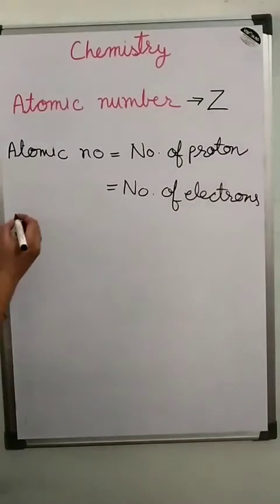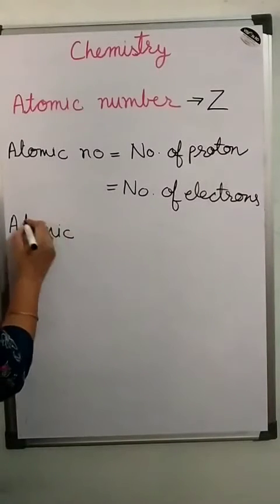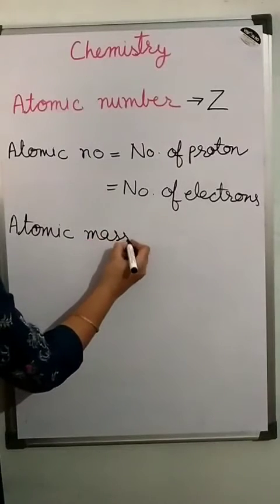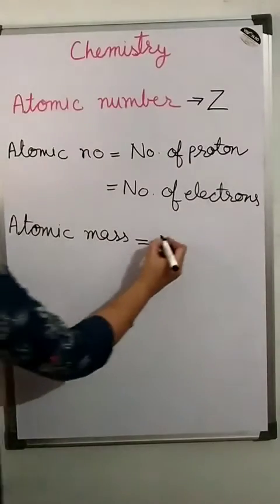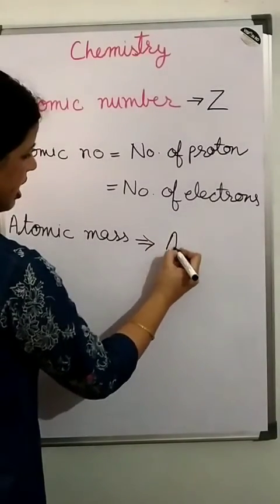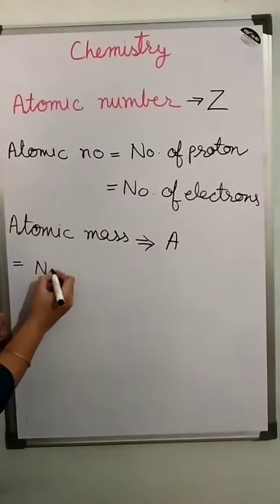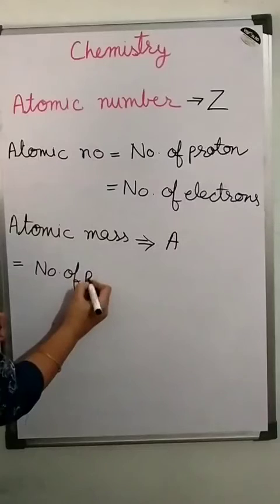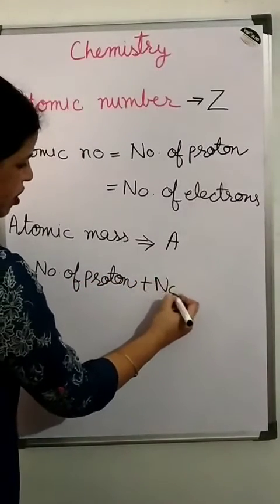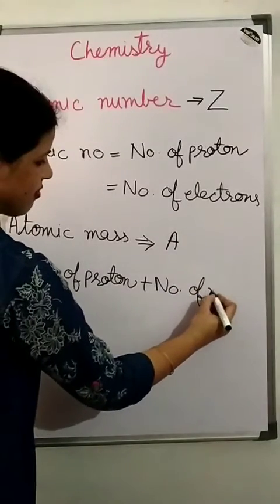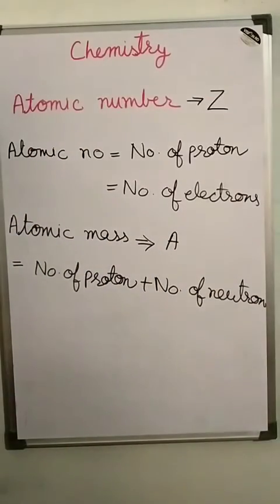Okay, and what is atomic mass? Atomic mass is represented by the letter A, and it is equivalent to the sum of the number of protons plus the number of neutrons in the nucleus.